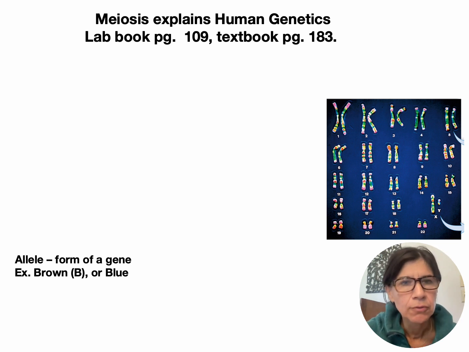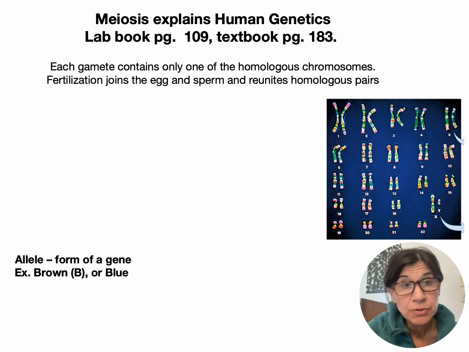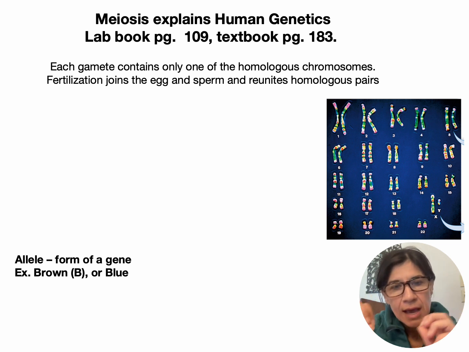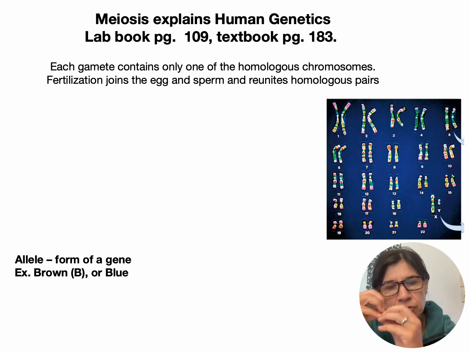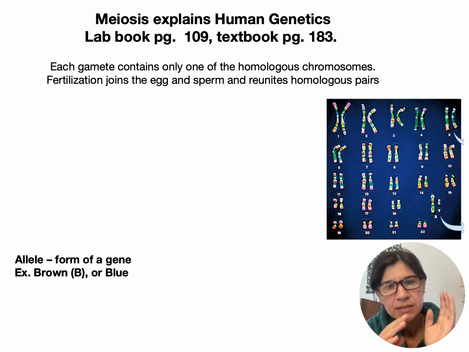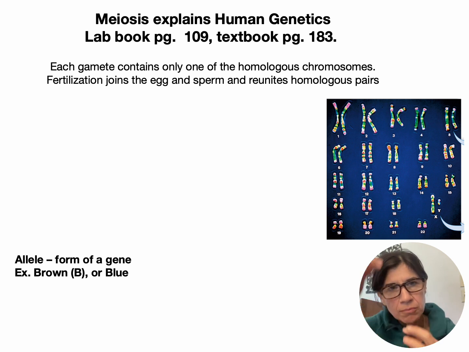All right, so let's review that meiosis produces gametes, egg and sperm, and those gametes really only have one of the homologous pairs of chromosomes in each gamete. And when the egg and sperm fuse during fertilization, they produce what we call the zygote. The egg had half, the sperm had half, they fuse, and now it's a diploid zygote that has 2 copies of every chromosome.